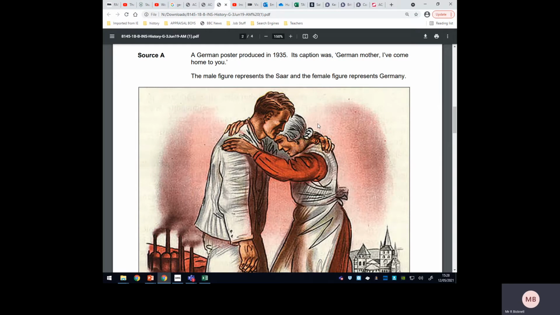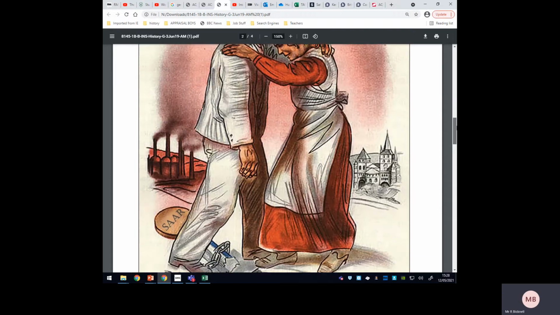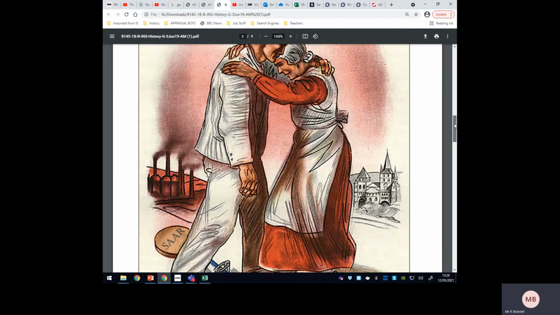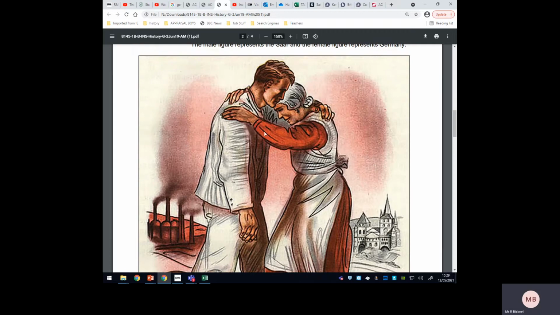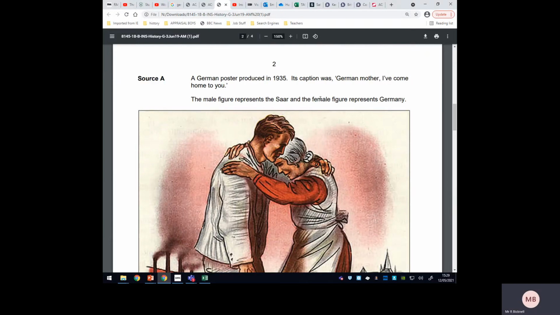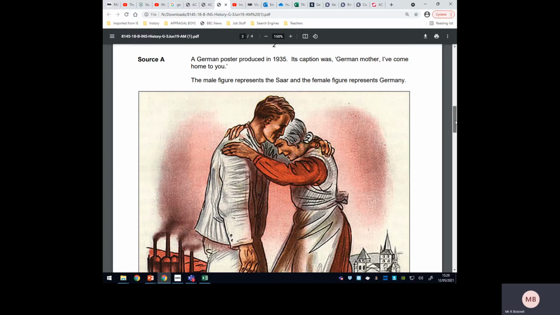But source A supports the return of SAR to Germany. How do you know? Well, we know that source A supports the return of the SAR to Germany because what does it show? What's the SAR represented by in this picture? The male, absolutely, and it says there, the male figure represents the SAR and the female figure represents Germany. So how do we know that this source supports the return of the SAR? Well, is she shooing him away with a gun or a knife? No, she's welcoming him back, absolutely. She's hugging him like a long lost son. And the female there represents Germany, like a mother welcoming her son back.